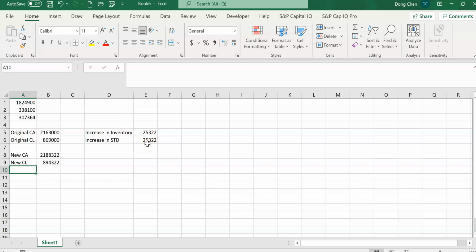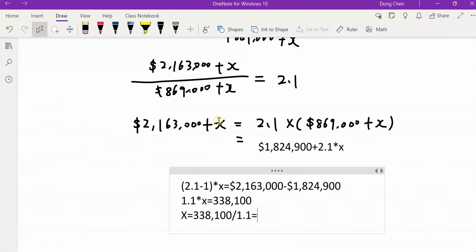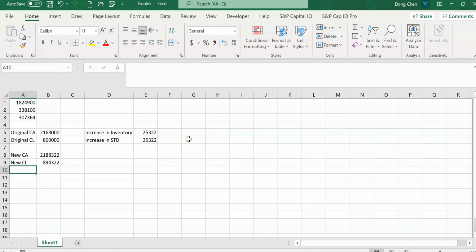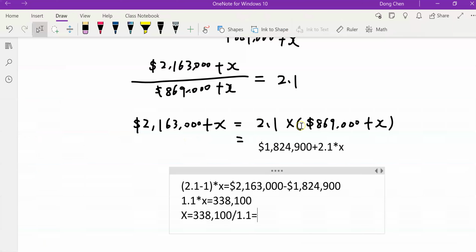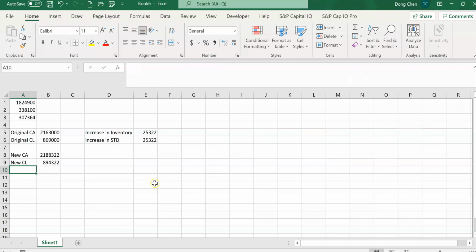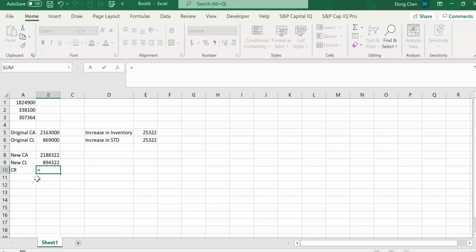What I mean by definitive is that once I know this number, all these numbers are correct. So that's key. The only thing I have to worry about is this increase in inventory, which is similar to this X here. Basically I'm just using Excel to solve this equation, and it can be done very easily. Now the current ratio can be calculated as the new current assets divided by the new current liabilities.